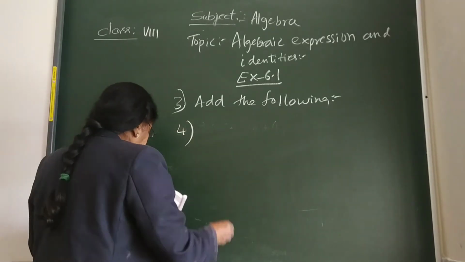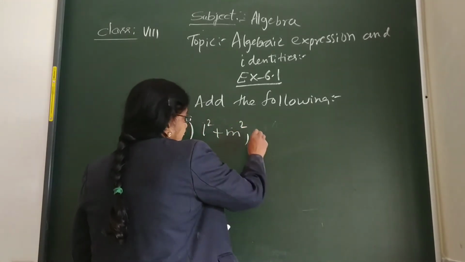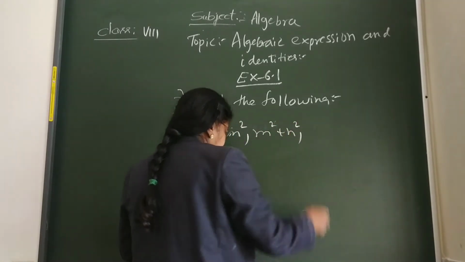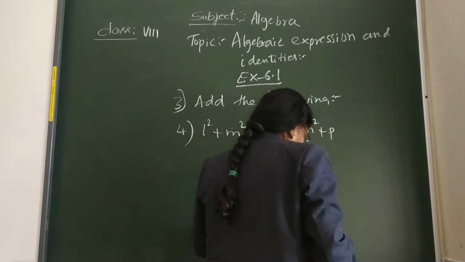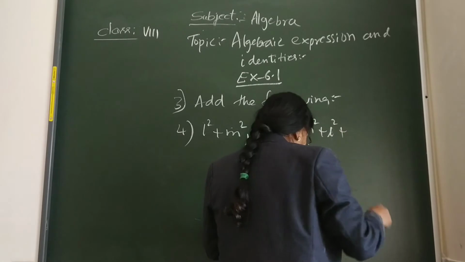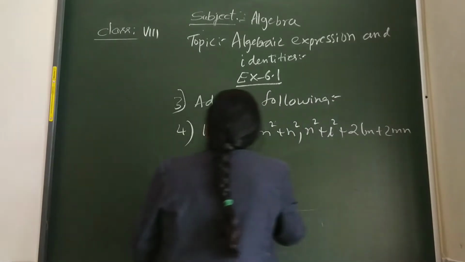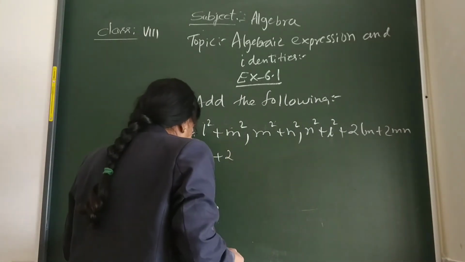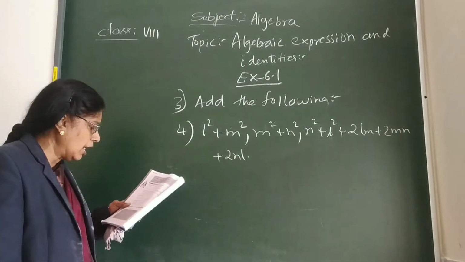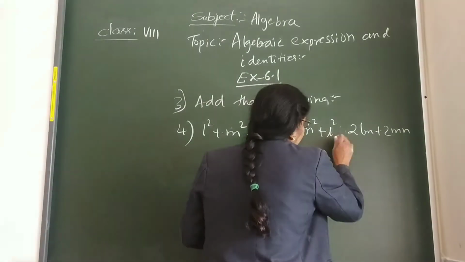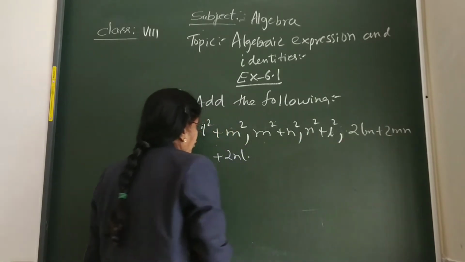What is the fourth sum given? L square plus m square, binomial. M square plus n square, it is also binomial. N square plus L square, it is also binomial. Plus 2lm plus 2mn plus 2nl. So this is given to you. So what are we going to do now? Okay, this whole is one term. 2lm, 2mn, 2nl. So one trinomial and 3 binomials are there.